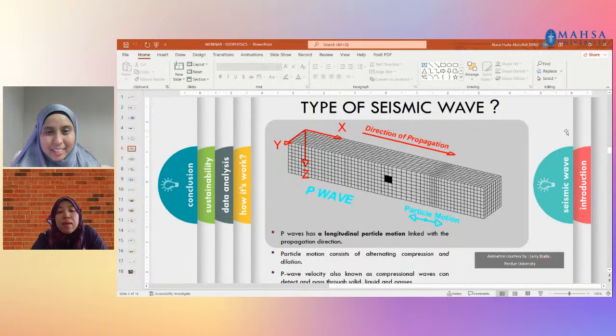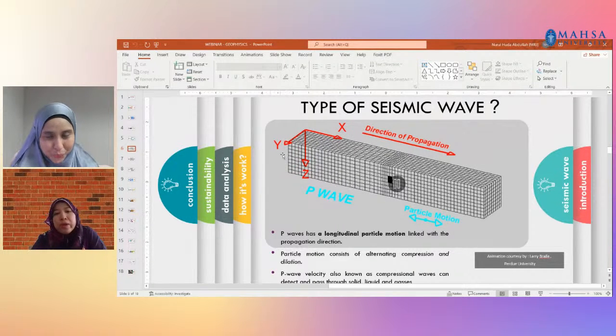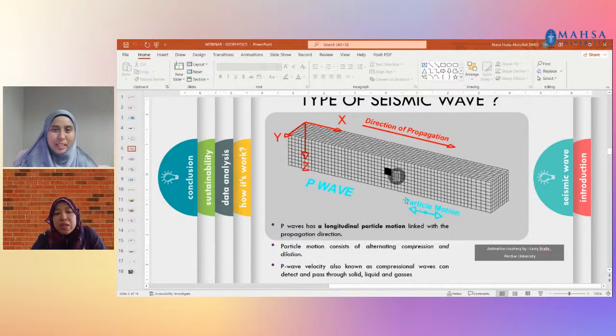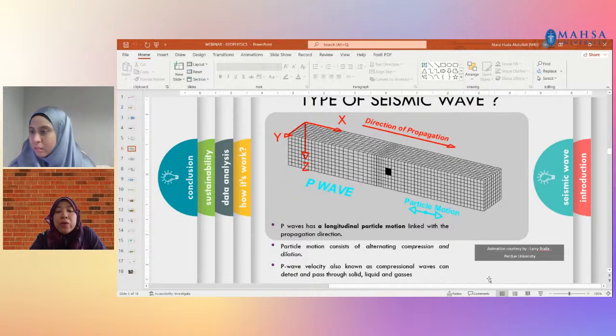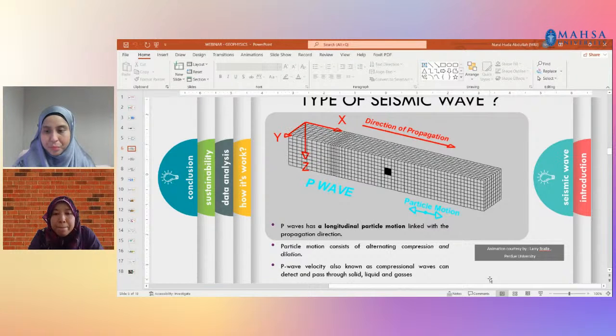P wave actually has a longitudinal particle motion that is linked with the propagation direction. As you can see in this figure, this is the particle motion. It consists of alternating compression and dilation along the propagation. It is also known as the compressional wave and can pass through solid, liquid and gases. Solid, liquid and gases are the soil from the three-phase diagram. So it consists of solid, liquid and gas material, so the P wave can go through all this material under the subsurface.